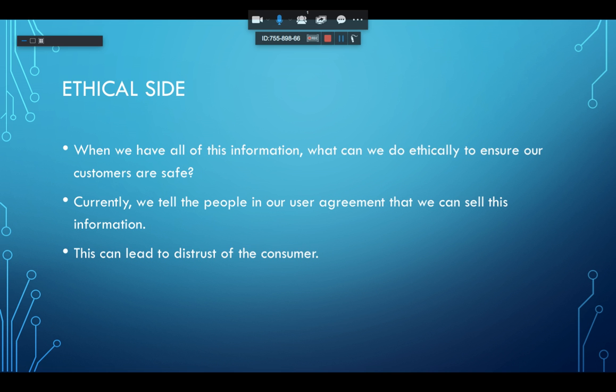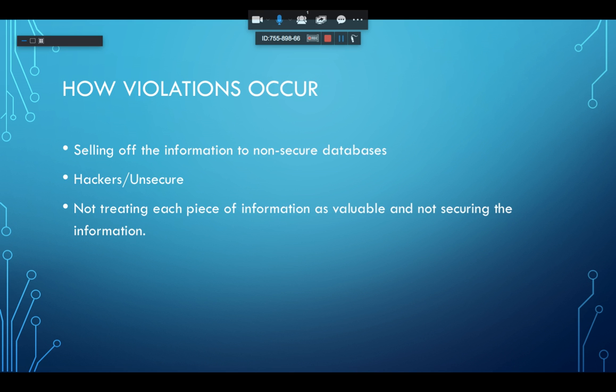Trust is a huge factor because if I'm shopping with a site and I know that my data is safe, my credit card won't be stolen, my social security number won't be taken, I'm going to keep using that site. Now, if I go to a site and immediately my credit card gets stolen, my identity gets stolen, I'm obviously not going to use that site. So we have to have trust in the consumer, to the consumer, from the consumer. So how can these violations occur? By selling off information to a non-secure database. Maybe some small company wants our data, we sell it to them, and then boom, it gets stolen. They're going to look back at the site that they actually used, which is us.